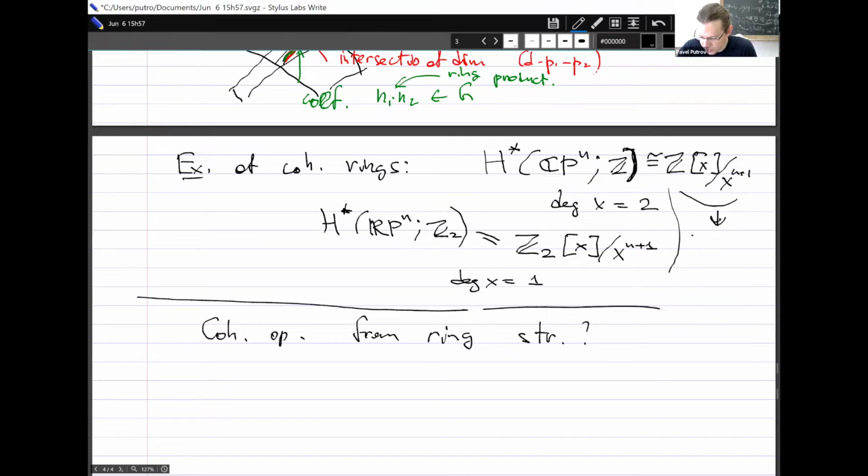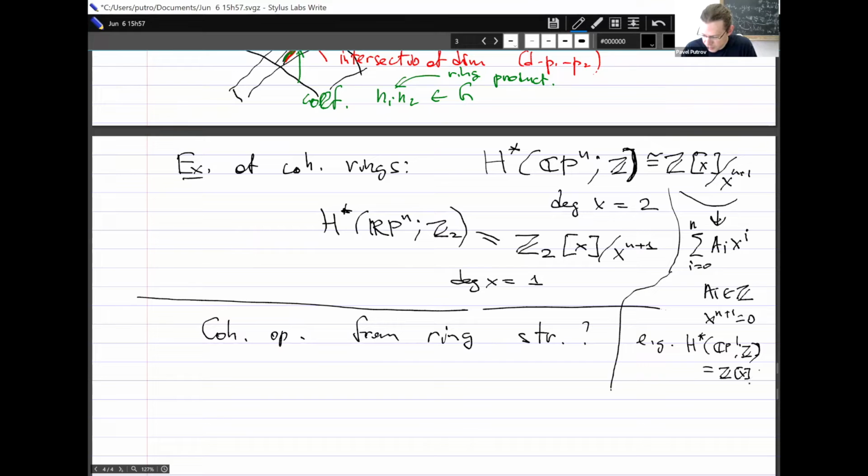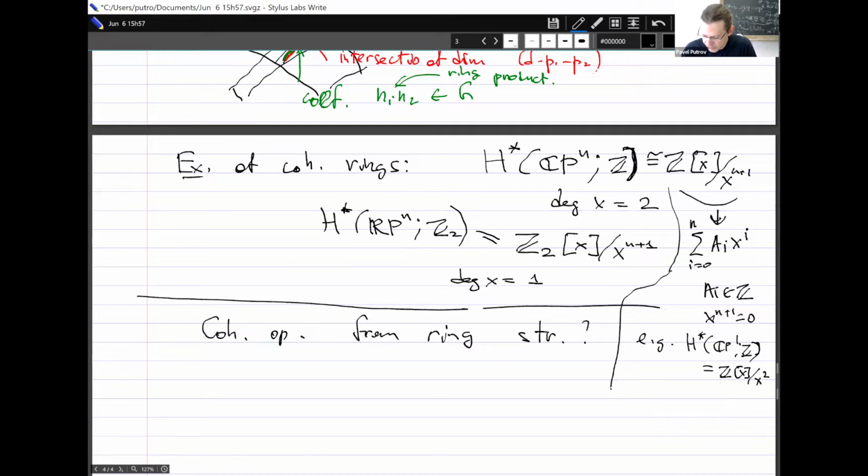A general element in this ring looks like this: the sum of, let's say, a_i x^i, where i goes from 1 to n, and a_i is an integer. And then the ring structure is given by multiplying these kind of polynomials with integer coefficients and setting x^(n+1) to 0. So for example, the cohomology ring of CP1 is just Z[x] divided by x squared. So we can have something like 1 plus 2x as an element here.